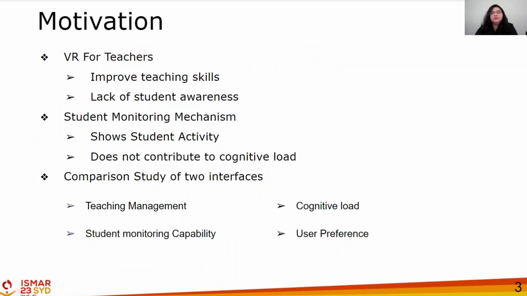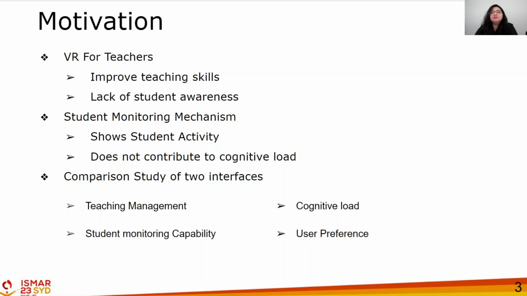VR has been shown to improve teaching skills. However, teachers in a VR classroom do not have a way to know what students are doing since students are not visible. An efficient teaching interface should include some mechanism for a teacher to monitor students and alert the teacher if a student is trying to catch their attention. An ideal interface would be one which helps a teacher effectively monitor students while teaching without increasing the cognitive load of the teacher. In this paper, we present a comparative study of two such student monitoring interfaces.